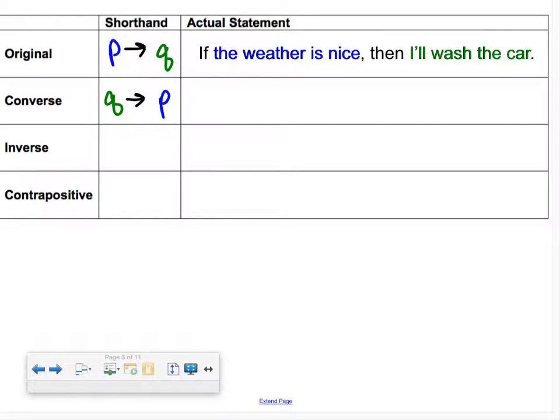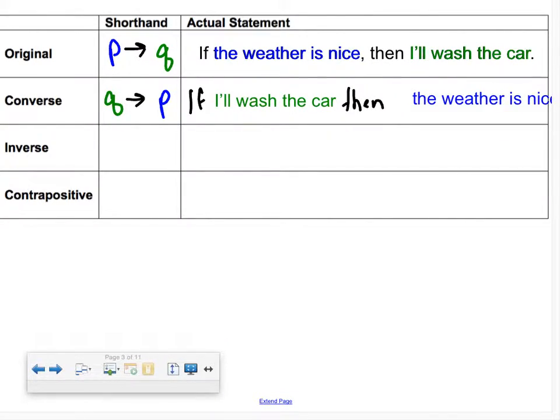How does that change the statement? Well, we've got an if, and we have a then, but the P and Q switch spots. So the converse of the original would be, if I'll wash the car, then the weather is nice.